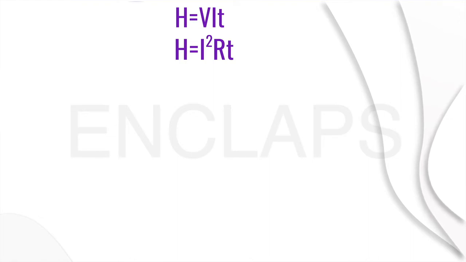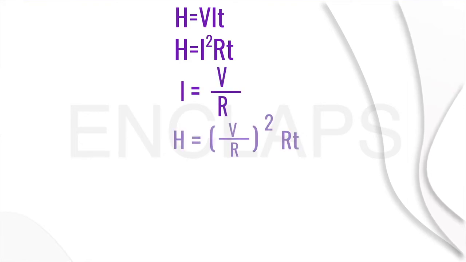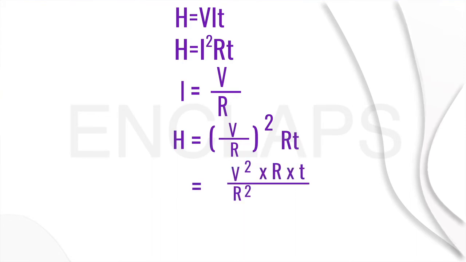If the equation H is equal to I square RT is equated to the Ohm's law equation I is equal to V by R, H is equal to V by R the whole square into R into T, that is equal to V square into R into T divided by R square. If each R value is cancelled from the numerator and denominator, we get the exact equation of heat as H is equal to V square T divided by R. Now, let us move on to our questions.